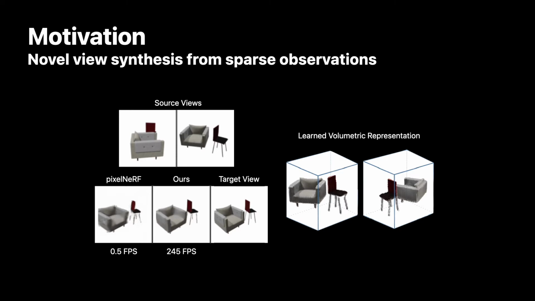We study the problem of novel view synthesis from sparse observations of a scene. Our model performs scene-agnostic and category-agnostic view synthesis in real time. A complete 3D geometry of the scene is estimated through a single forward pass.